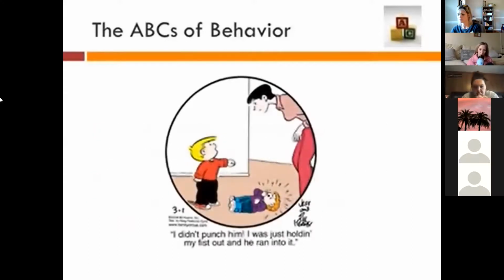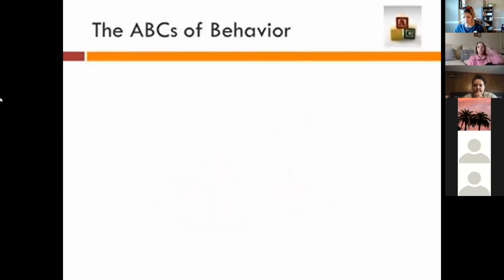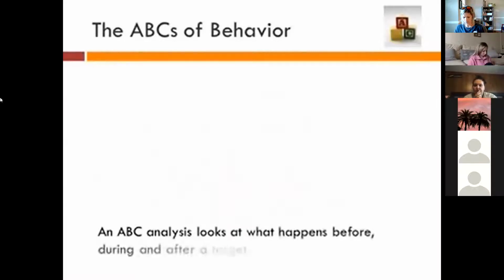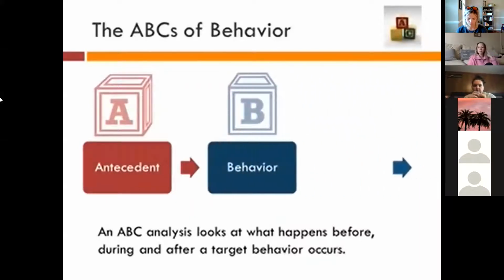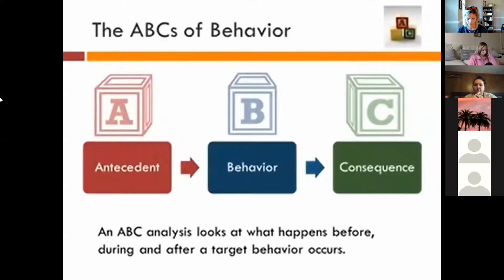Let's look at the cartoon. The cartoon shows a common experience that happens at home and in the classroom. We have a behavior that occurred, and now we have to figure out what happened and what to do about it. And this is where an ABC analysis can help. An ABC analysis can help us because an ABC analysis looks at what happens before, during, and after a target behavior occurs. An ABC analysis has 3 elements. A for antecedent, B for behavior, and C for consequence. Those are the ABCs of behavior.